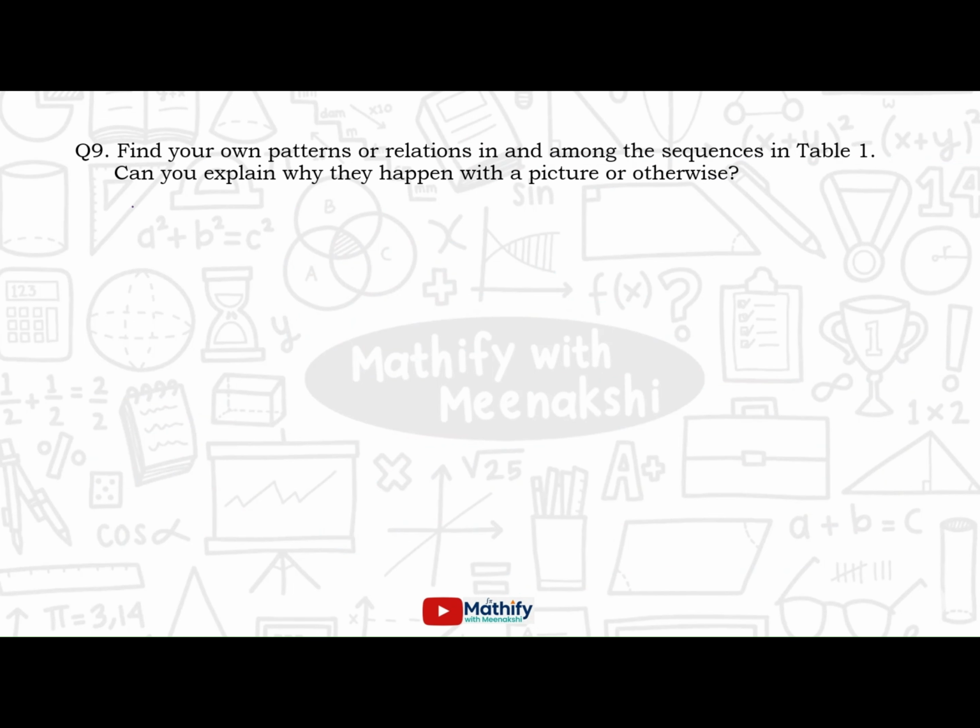Question number 9. Find your own patterns or relations in and among the sequences in table 1. If you know table 1, where we have sequences of odd numbers, even numbers, squares, cubes, powers of 2, powers of 3, Virahanka numbers, triangular numbers. So you have to explain any one, and you have to explain why with the help of a picture or otherwise. So I'm giving you one example.